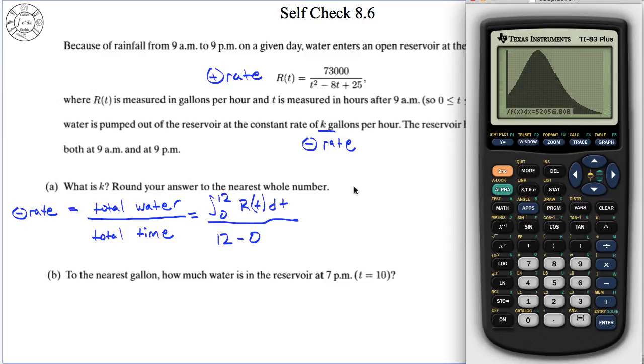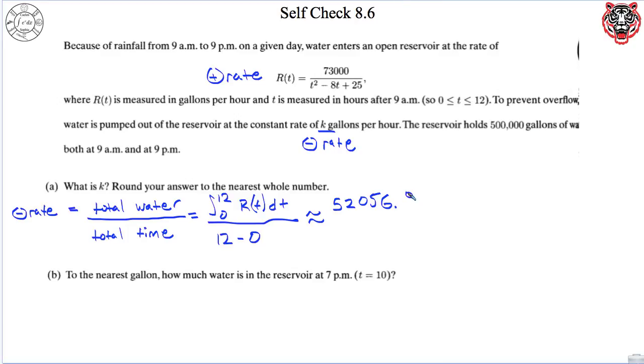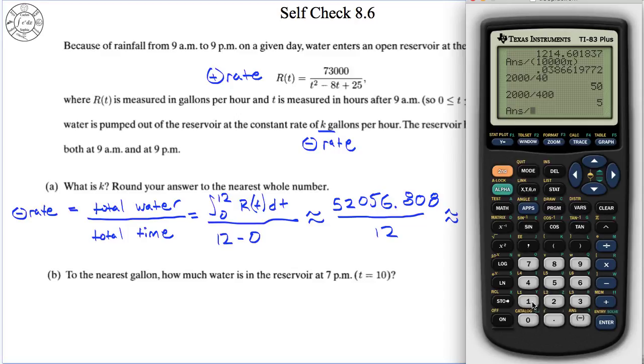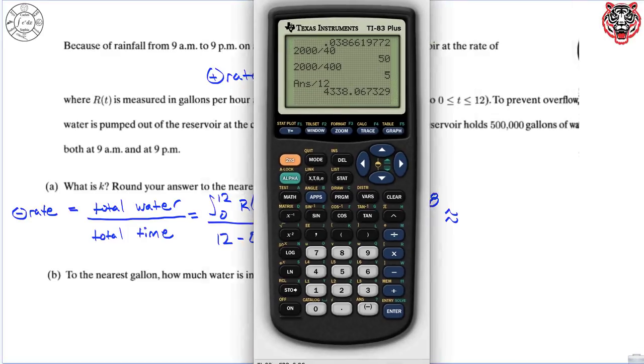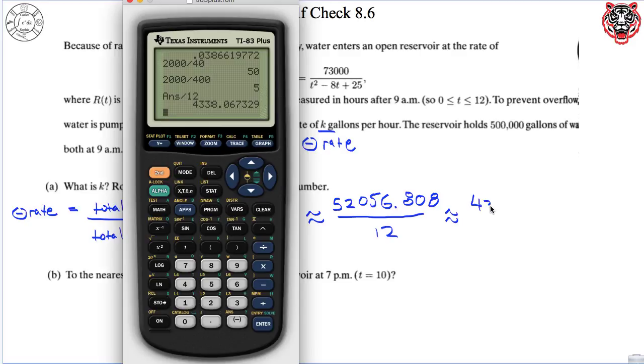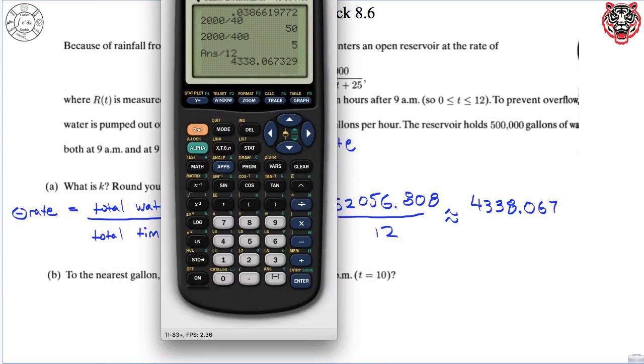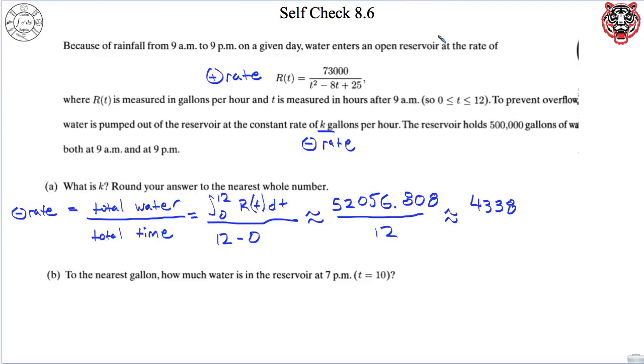So this number is divided by 12. Okay, so this is going to be equal to approximately 52056.808. That's all going to be divided by 12, which is approximately 4,338.067. Oh, and it says round the answer to the nearest whole number, so just undo that. It's 4,338.